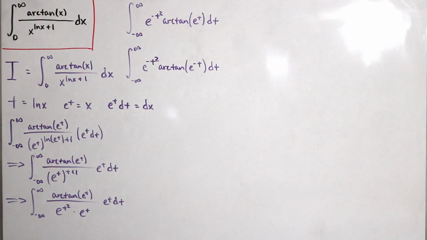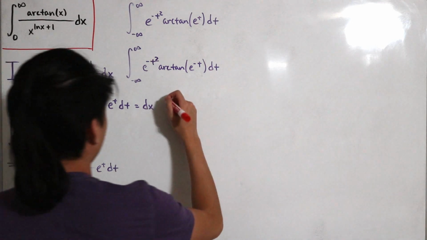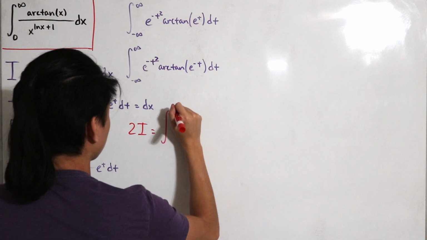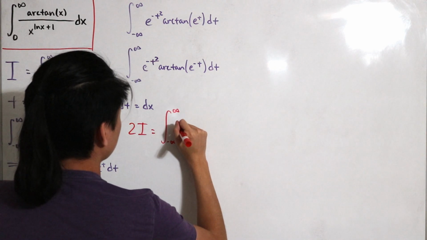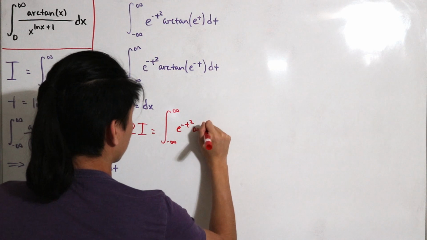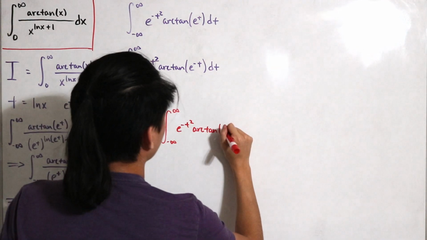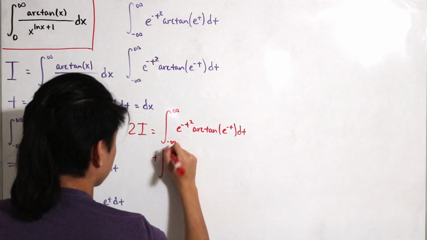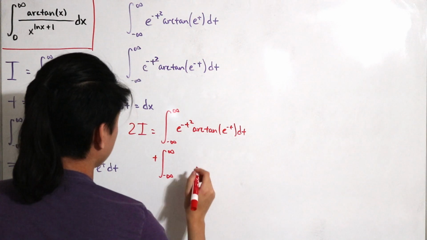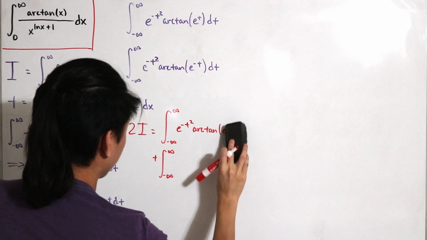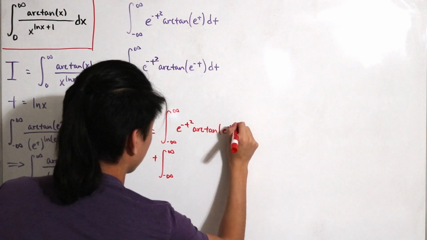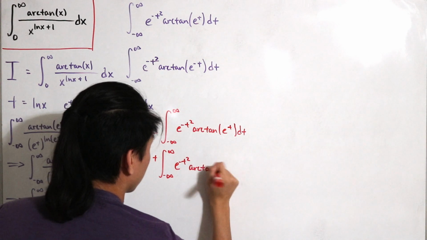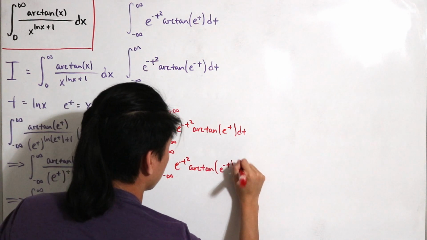They're both equal to I, so that means double the quantity. So this has become 2 times I. So 2I then equals e to the negative t squared arctan of e to the negative t dt. Then I'm just going to move to the next line and add this with the same integral, but with this input as positive t, so e to the negative t squared arctan of e to the t dt.